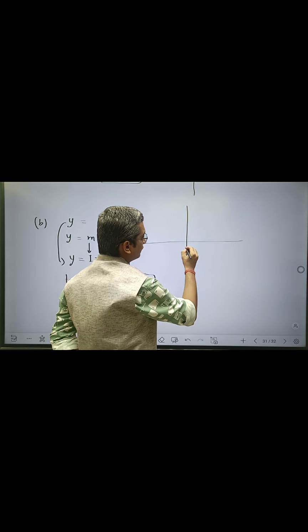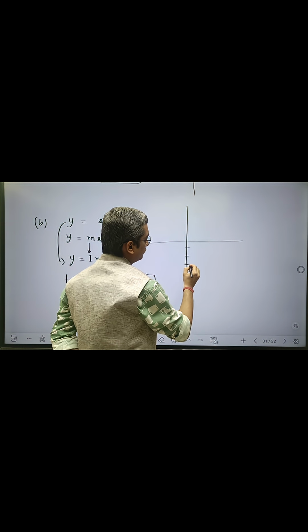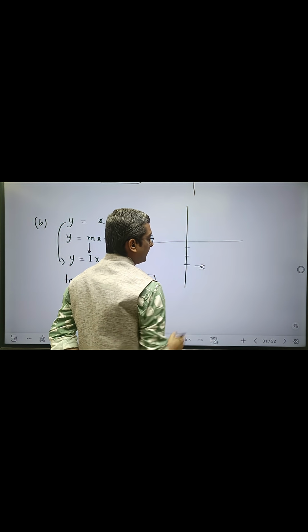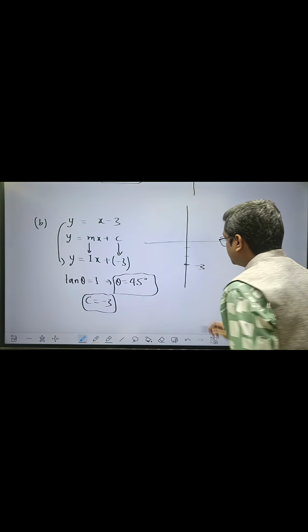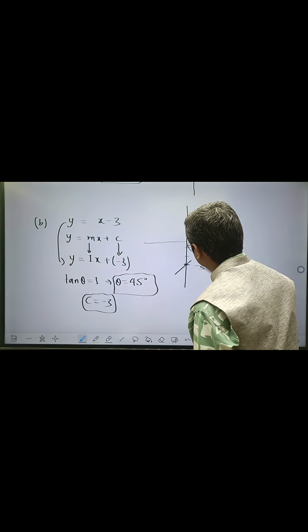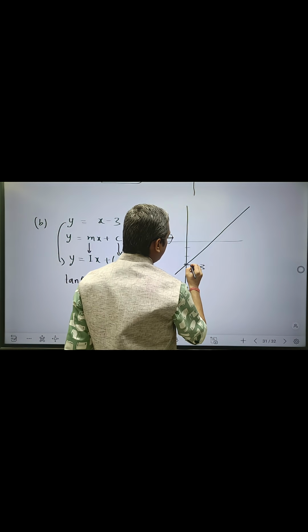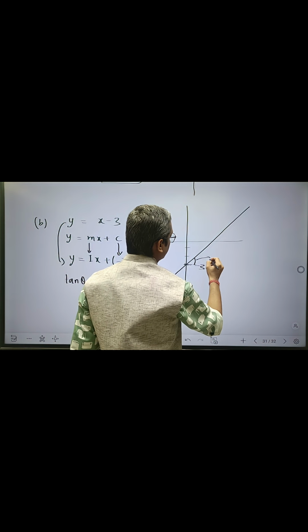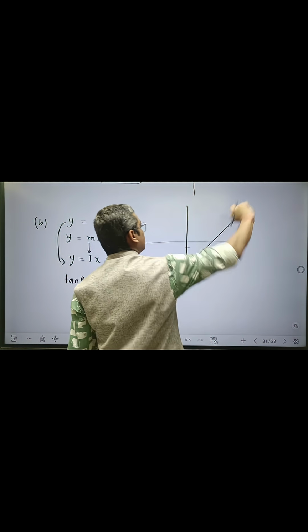So this is the negative y-axis: minus 1, minus 2, minus 3. So this point is minus 3. The graph must pass through this point, and the angle made by the graph is 45 degrees. So this is the straight line.